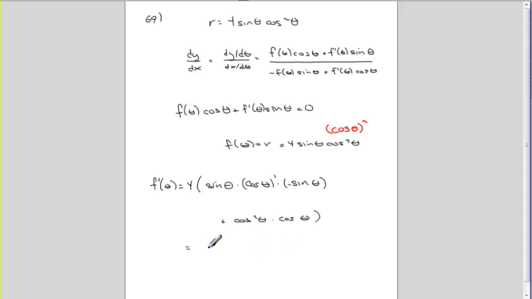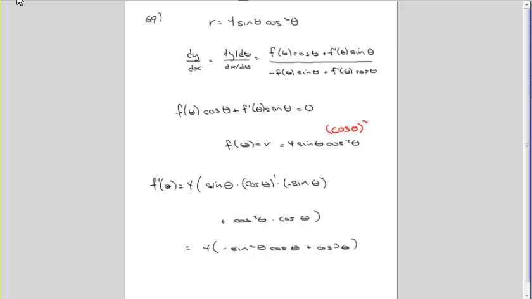Let's clean that up a little bit. So we have 4 times negative sine θ times sine θ, which is sine squared θ, times the cosine of θ, plus here you have cosine cubed θ, because cosine squared times cosine is cosine cubed.